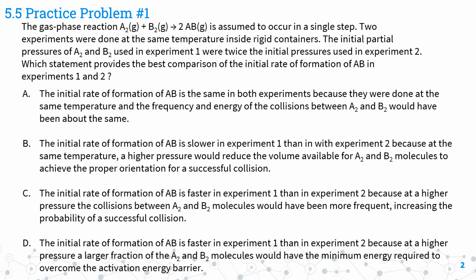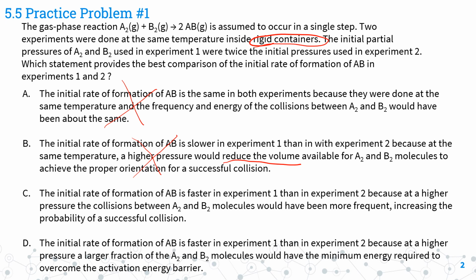So while A is correct that we are at the same initial temperature, because the pressures are different, the collisions will not be the same. So we know A is not correct. B says the initial formation of AB is slower in experiment 1 than experiment 2 because they're at the same pressure. B is not correct. That higher pressure isn't going to reduce the volume because we are in a rigid container, meaning the volume can't be reduced.